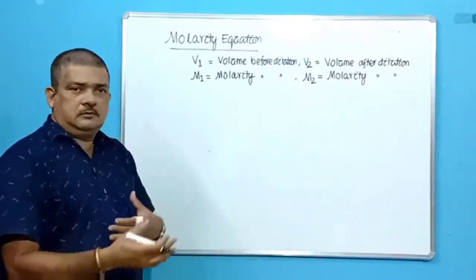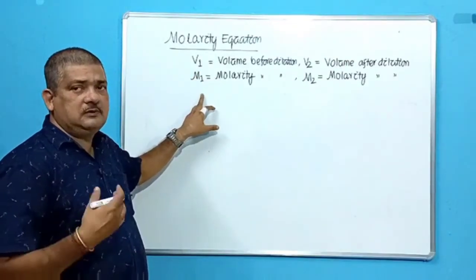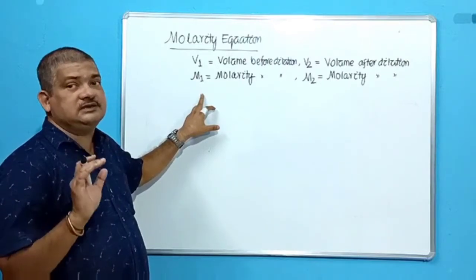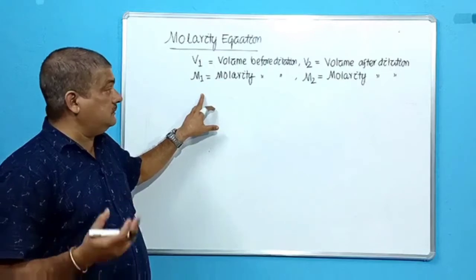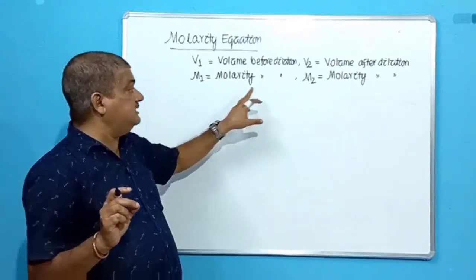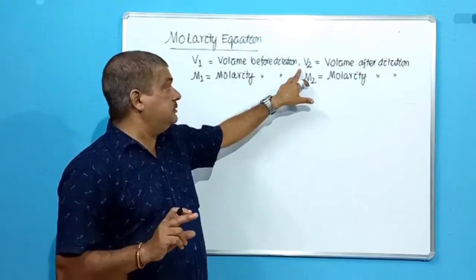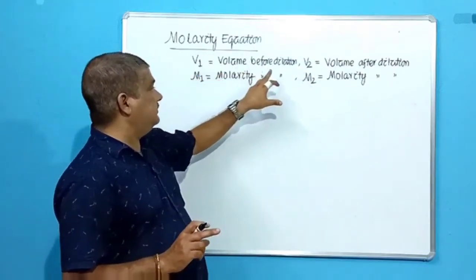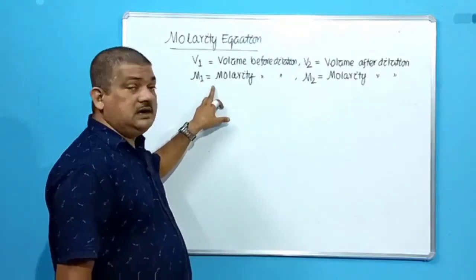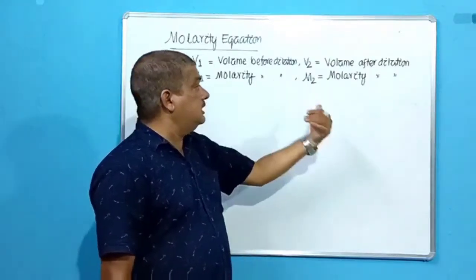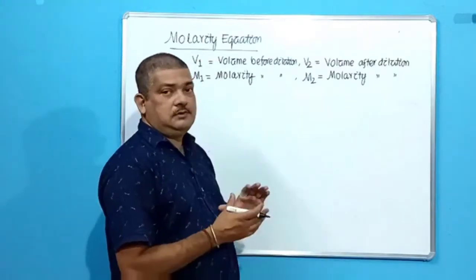So one solution we have taken, volume is V1, molarity is M1. Then what have we done? Now we have diluted the solution by adding solvent to it. After dilution the volume will change, so let the new volume be V2. V1 is the volume before dilution and V2 is the volume after dilution. M1 is the molarity before dilution. When the volume changes to V2, obviously the molarity will change, so let it be M2.